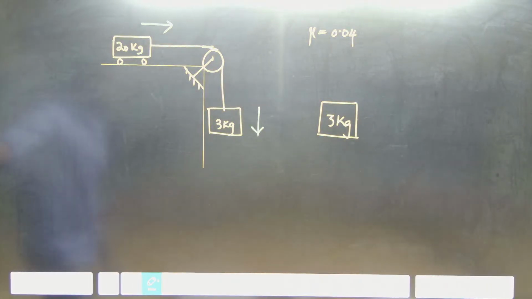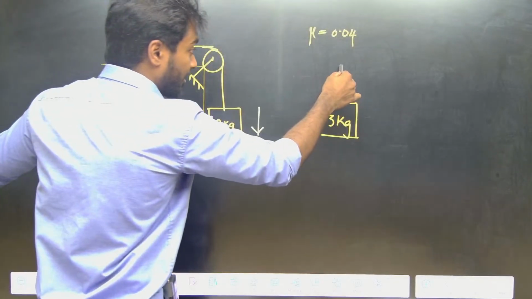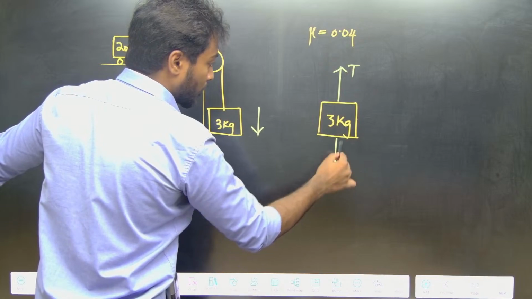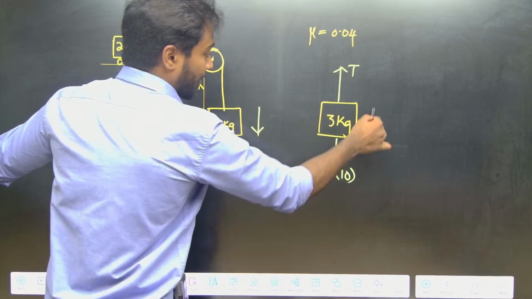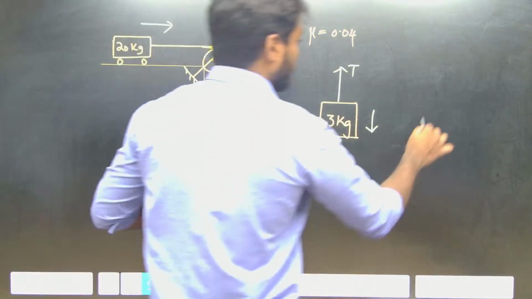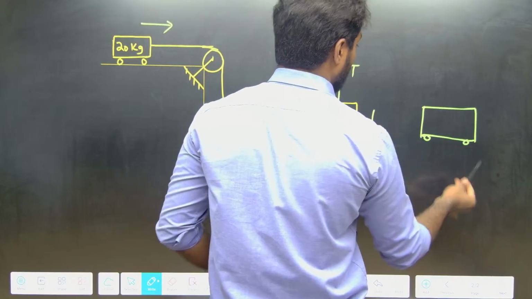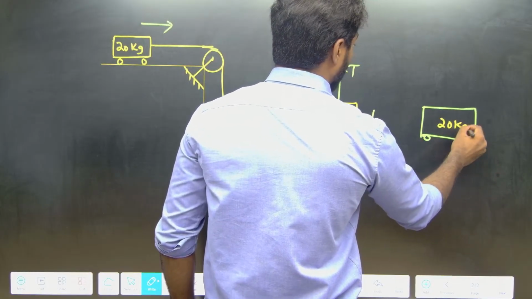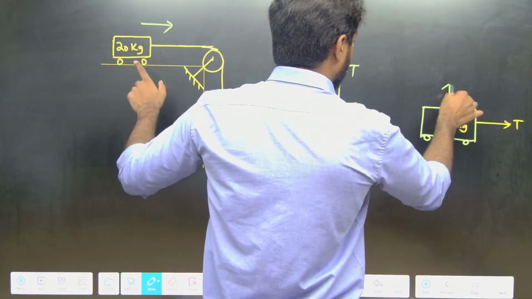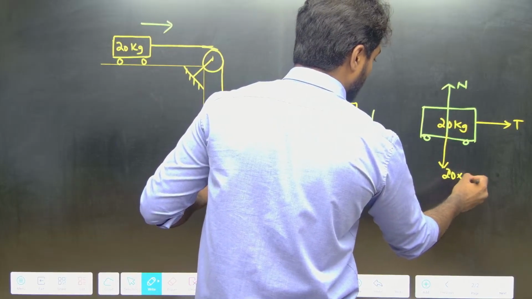For the 3 kg block, what are the forces acting? There is no contact force, but there is tension away from the body, and weight 3 into g, 10. Acceleration is towards down. For the 20 kg body, what are the forces? One is tension, one is normal force, and one is weight, 20 into 10.